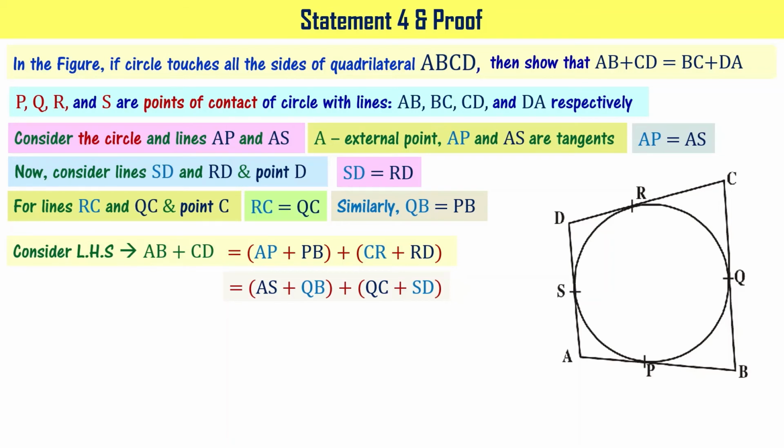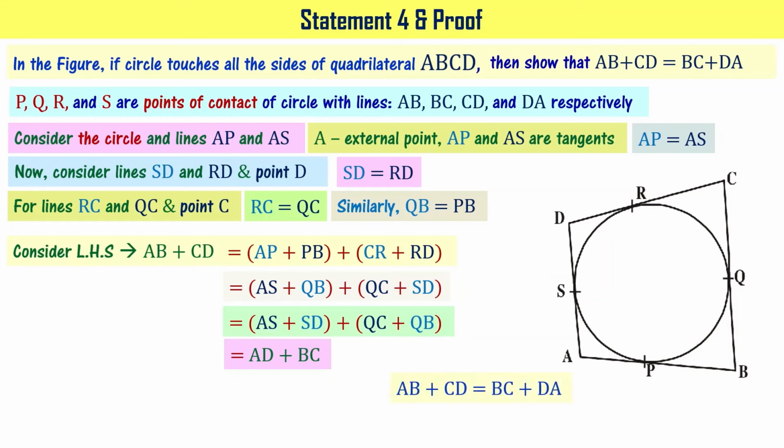Let me shuffle the pairs such that I can write it as AS plus SD as one pair and QC plus QB as another pair, such that I can write AB plus CD as AS plus SD plus QC plus QB, right? And from the figure, you can say that AS plus SD is AD and QC plus QB is equal to BC, right? Let's write that. It means AB plus CD equal to BC plus DA. This is what we wanted to show, right?